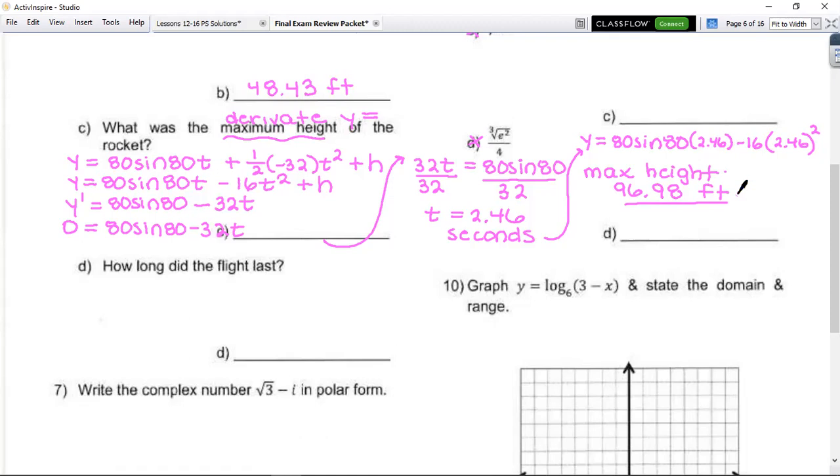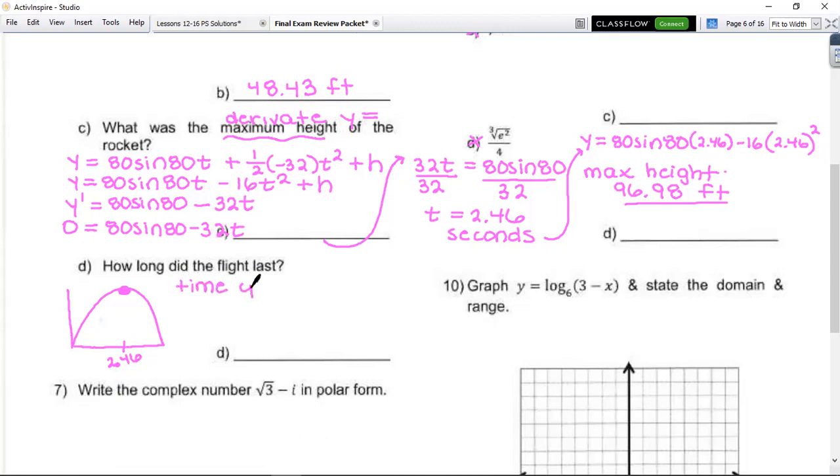So lastly to that question is part D. How long did the flight last? There's a couple ways you can go about doing this. You could set your equation equal to 0 to solve for when it hits the ground, or there's a faster way as well. This is when it reaches its maximum height. So if you think about this, it's looking like this as far as its projectile path goes. And we know that the halfway mark was 2.46 seconds. So essentially your time up is equal to your time down. So all you have to do is double that.